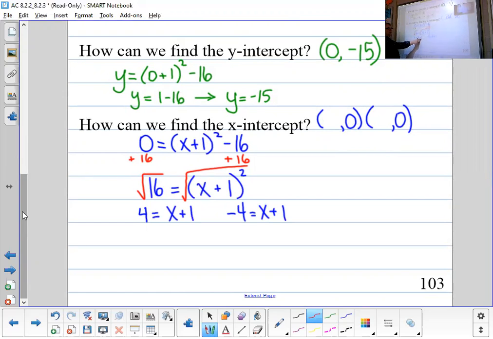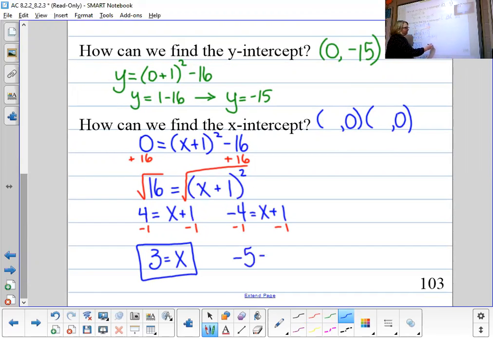How do I get rid of plus 1? -1. And 4 minus 1 is 3. And that would leave me with x. So there is one of my x-intercepts. Now let's solve this other equation. Get rid of the plus 1 by doing -1. This time -4 minus 1 is -5 equals x. So there's my other x-intercept. So my x-intercepts are 3 and -5.